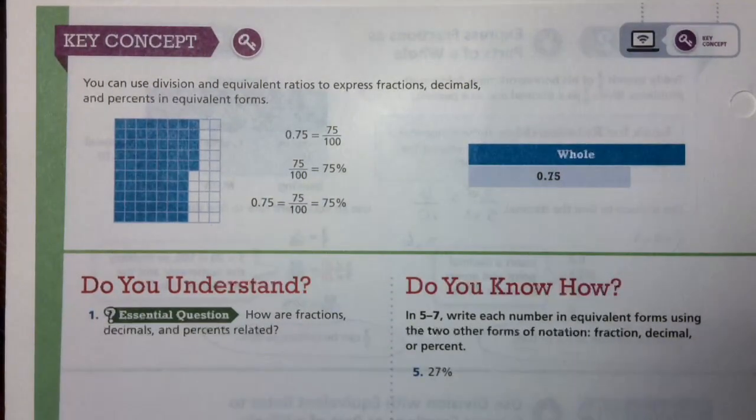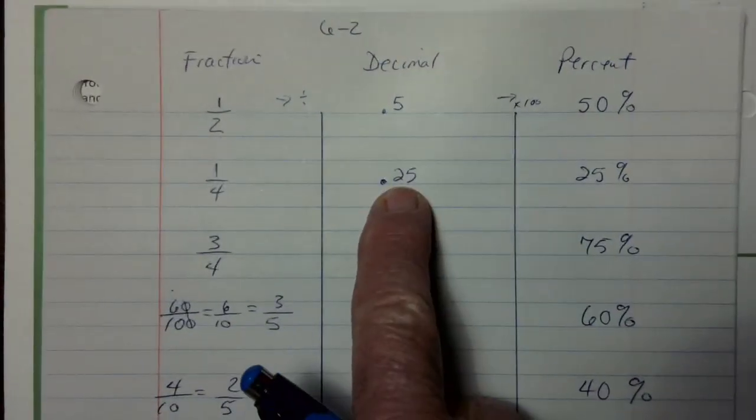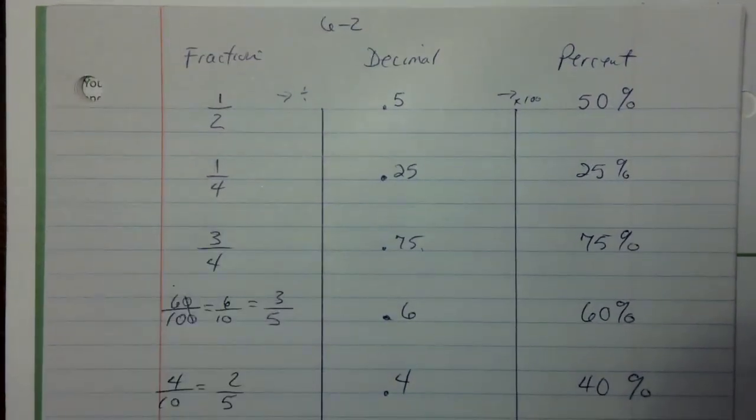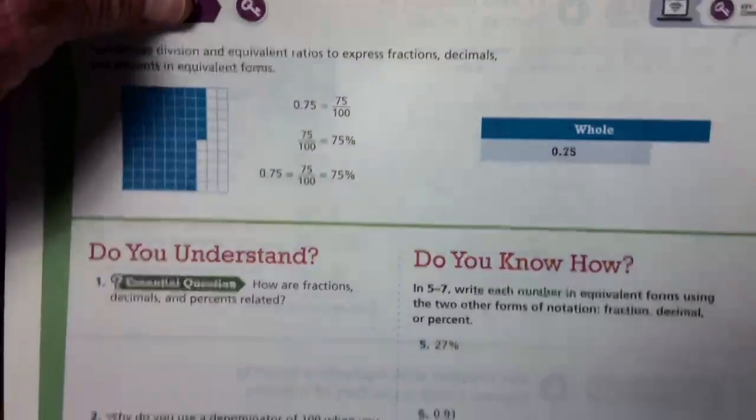Just like I showed you at the beginning of class, it shouldn't make any difference which column, which number I give you. If I give you this, you should be able to get this and this. Okay? All right, let's look at the Do You Understand.